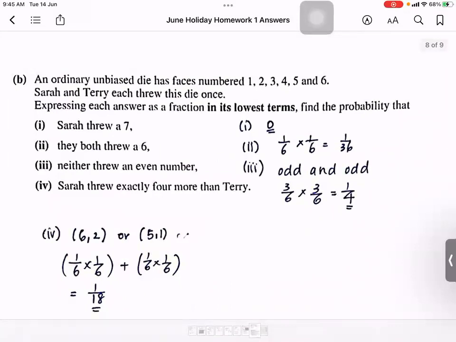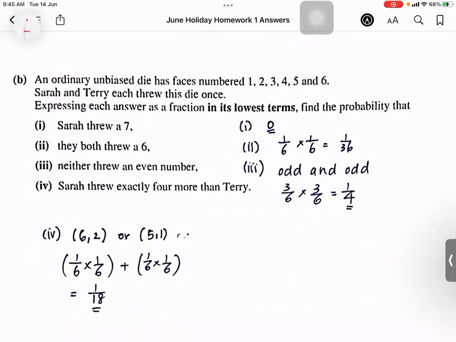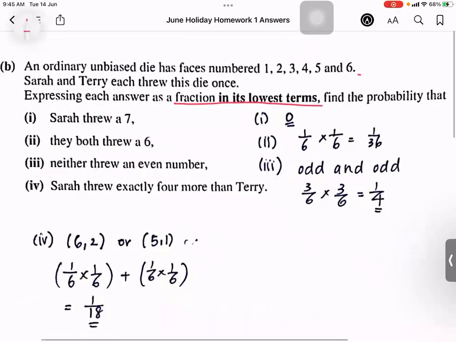Right, now the question is, Sarah and Terry each threw a die once, expressing your answer as a fraction in the lowest term. So they don't want decimal places, fraction. Sarah threw a 7. There's no 7 on the die, right? So it's an impossible event. That's why the probability is 0.